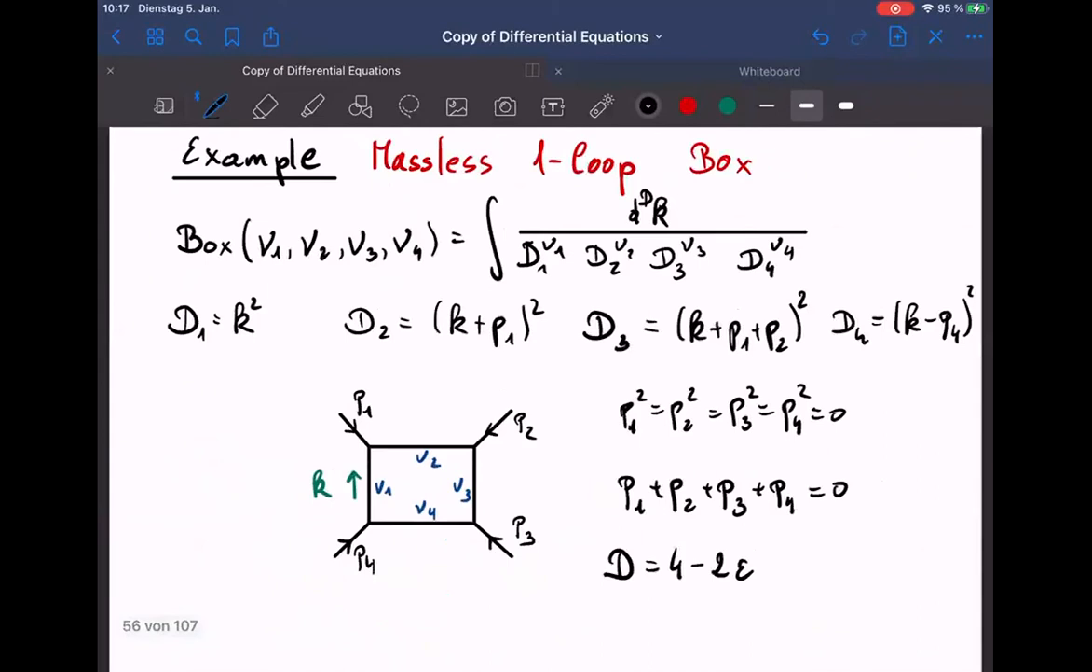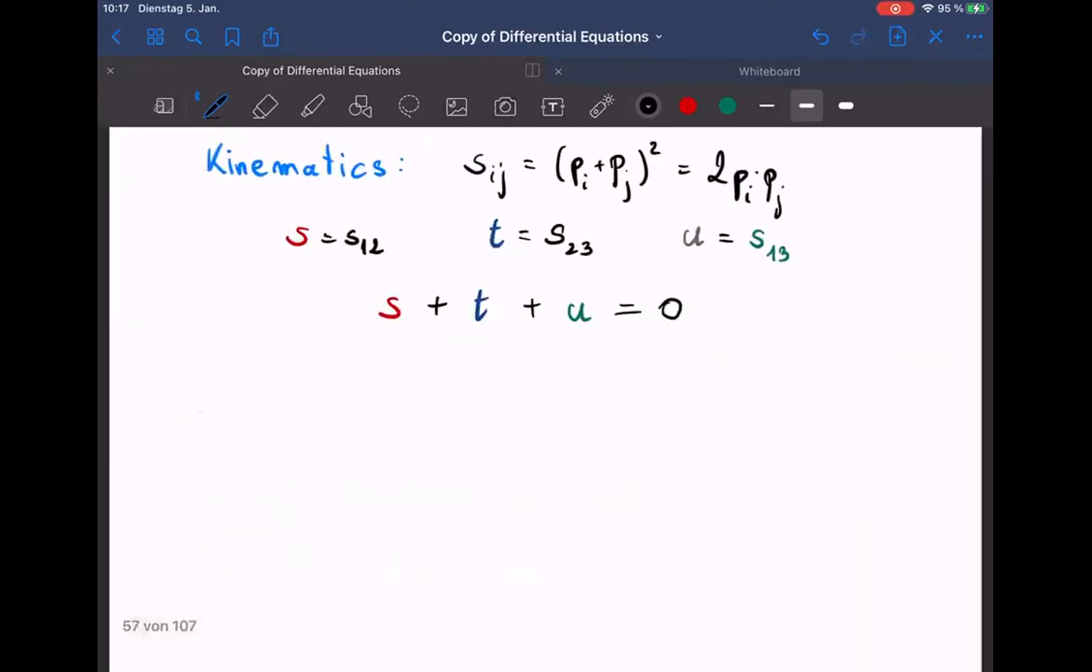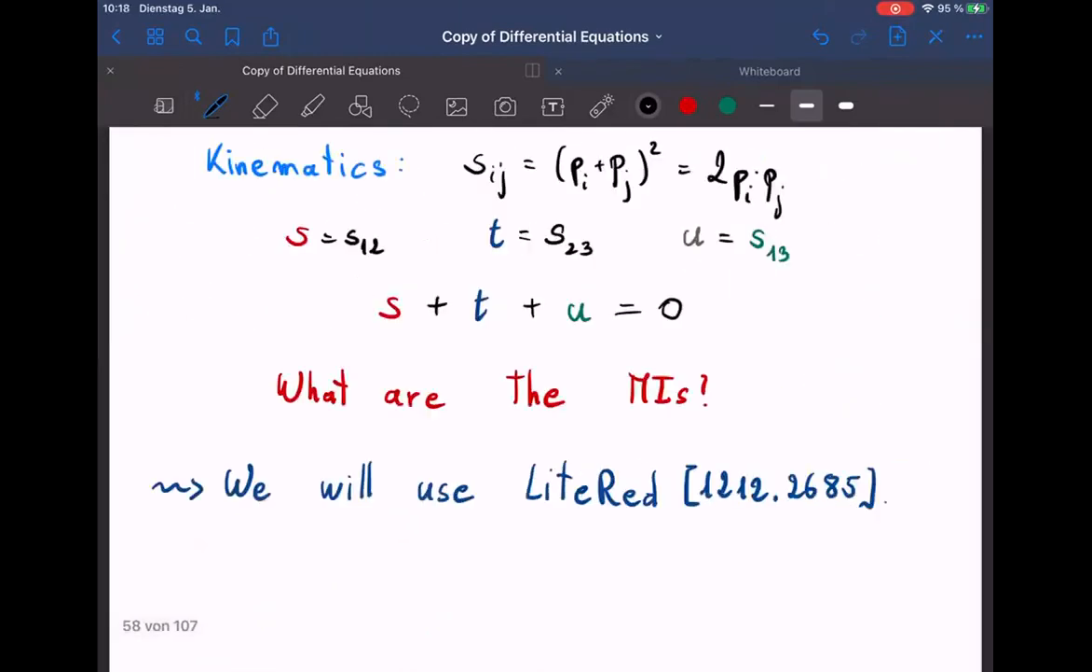We look at it on the example of the massless box. I just show you here the definition. It has 4 propagators. And it depends on these Mandelstam invariants S, T, and U, the standard objects, and the sum of them is equal to 0. Okay. And we will now look at the IBPs that you get from a code called LiteRed. That's the last thing for today's lecture.